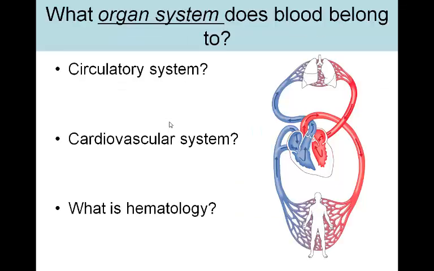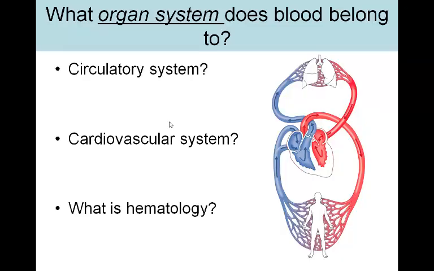So, the first thing I want to talk about is what organ system blood belongs to. Your body has many organ systems like the nervous system or endocrine system. You've probably heard of the 2 on this slide, the circulatory system and the cardiovascular system. What's the difference between the 2? And which one does blood belong to?